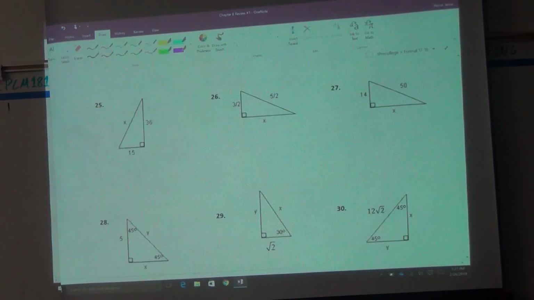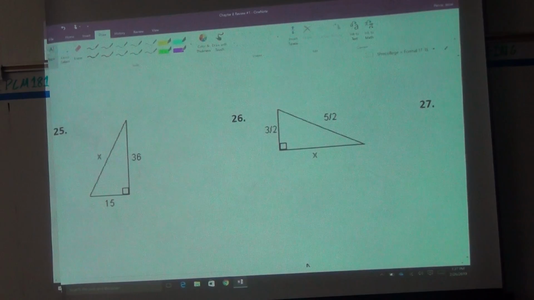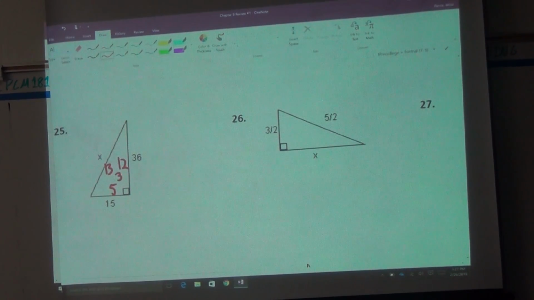All right. Let's see what we can get done in 4 minutes. Triple in question. 15, 36. Which one? 5, 12, 13. Scale factor, please. 3. Meaning answer is? 39.